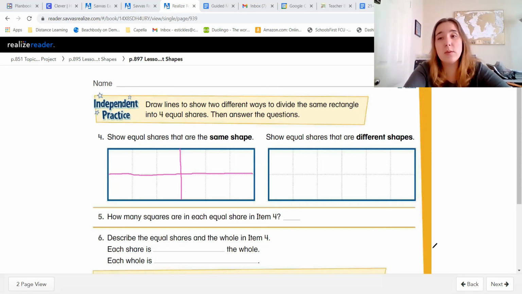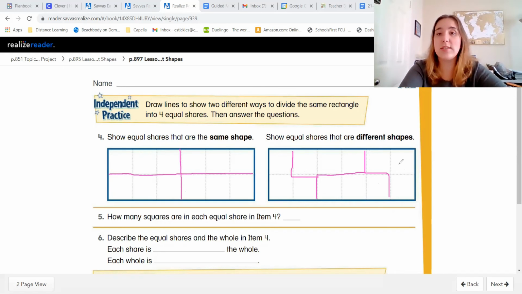Now they want me to split this one up so that my shapes are different, but they still have 3 squares in each. So here's what I'm going to do. I'm going to count 3 squares and make that a shape. And then 3 squares and make this a shape. And then 3 squares and make that a shape. And let's see, 1, 2, 3, 4 pieces. And they all have 3 squares, so they're the same size, but they're just different shapes.